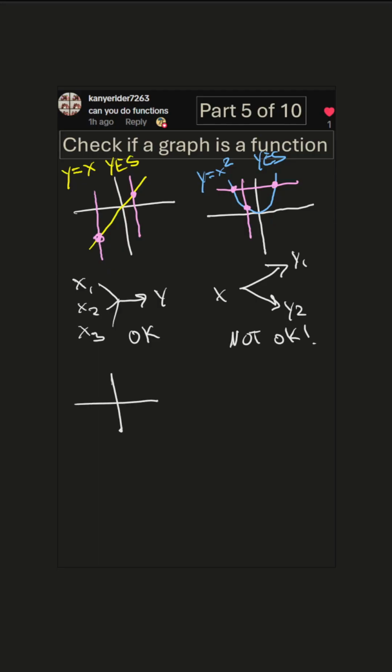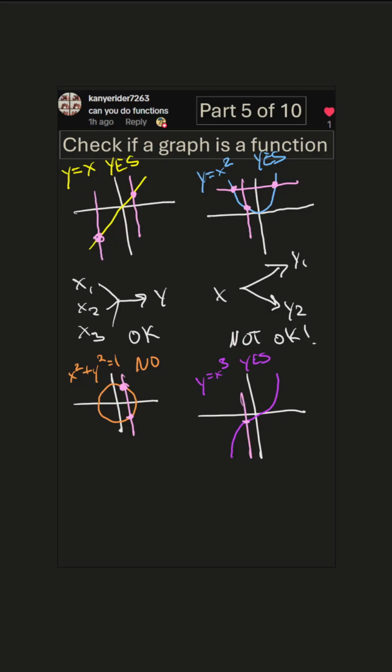Let's do a few more here. How about this? What do you think? That's a familiar shape, huh? It's a circle. Is that a function? No. And you guessed it, it crosses in two places. Okay, how about this one here? That's the cubic function, y equals x cubed. Oh, I just gave away the answer. Cubic function. Yes, that is a function, because look, it passes the vertical line test.